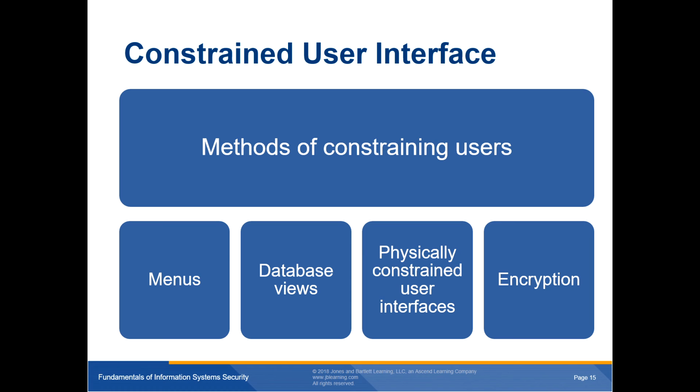Physically constrained. A user interface mechanism presents the user with a limited number of options, such as an ATM with a limited number of buttons to push. It's different than a menu because the menu is logical, sitting on a screen, but a physical button is something that you're not allowed to push on an ATM, or you are. And encryption. This constrains users because it requires them to have the decryption key to reach or read information stored on the system. It also hides information from the user.